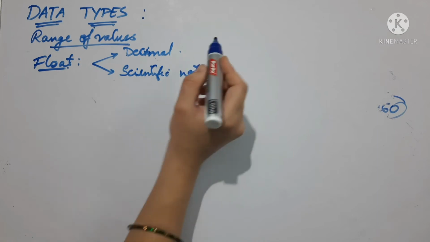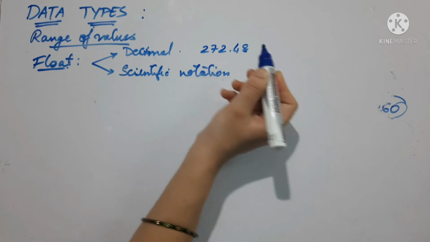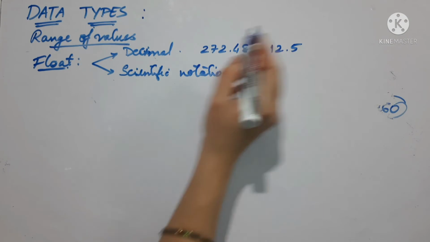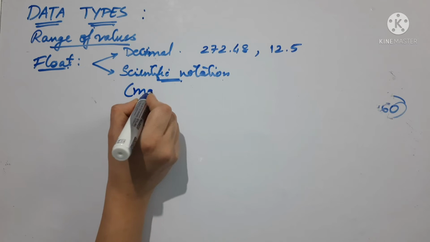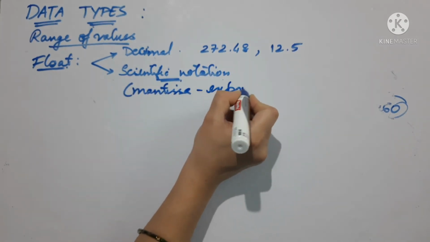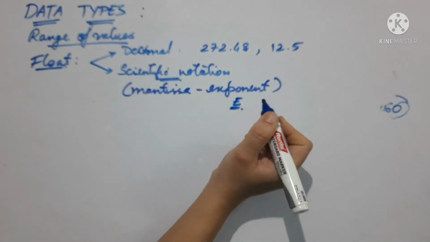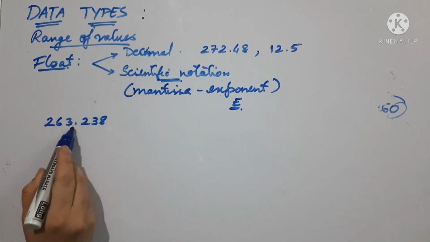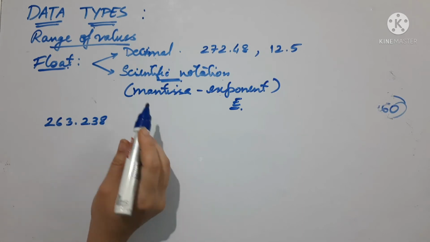Now in decimal values you have simple examples, like 272.48, or 12.5. So these are all simple decimal numbers. But what are scientific notations? Scientific notations are also called mantissa exponent form. Here we are making use of an exponent value which is represented by E. Now this example is in decimal form: 263.238.